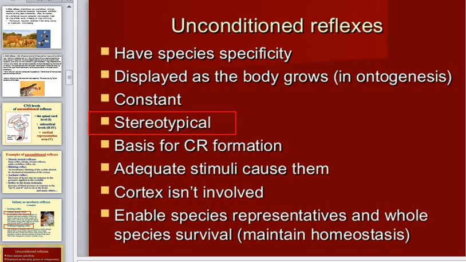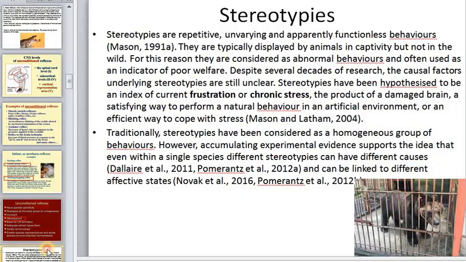So what we have for the next class: unconditional reflex is the basis for conditional reflex formation. So we will talk about unconditional reflex in the next class. And about stereotypes, here we see the term.